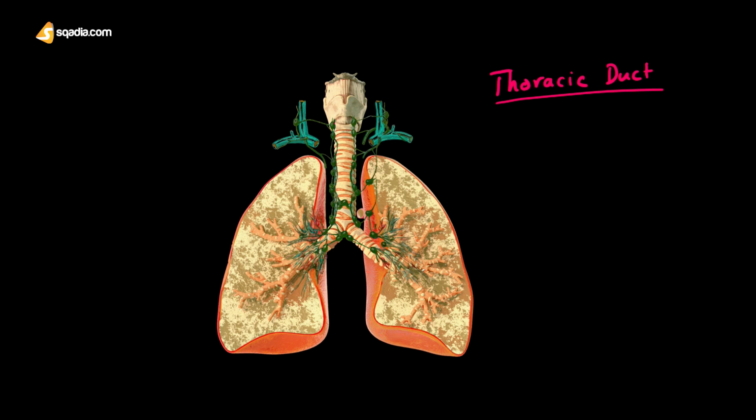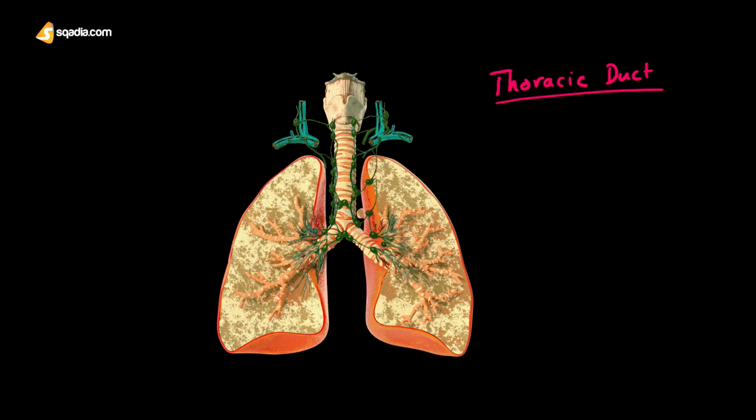So you can imagine that the cisterna chyli was here, over here. And as it's coming up now, it turns into the thoracic duct and crosses over at the level of T5 over to the left side, just lateral to the left side of the esophagus to reach the neck.